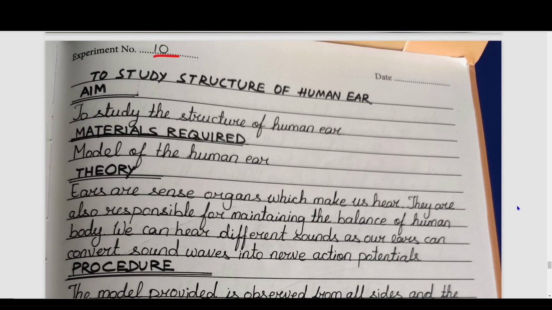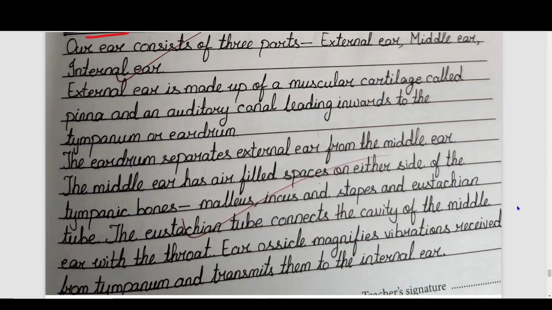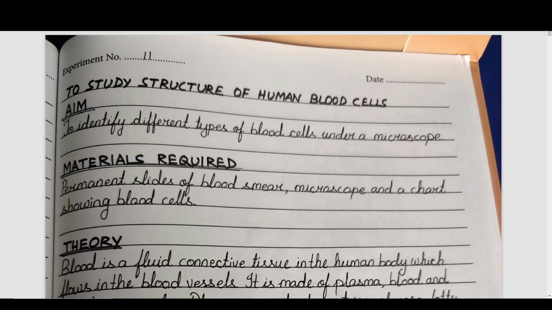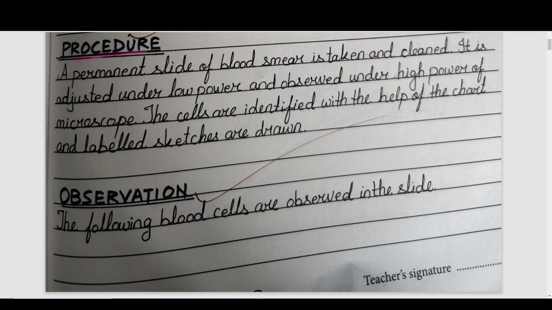Experiment number 10, human ear. So aim, materials required, theory, procedure, observation, then working means the function of the ear. Experiment number 11, study of the structure of human blood cells. Aim, materials required, then theory, blood is a fluid connective tissue, then procedure, observation.